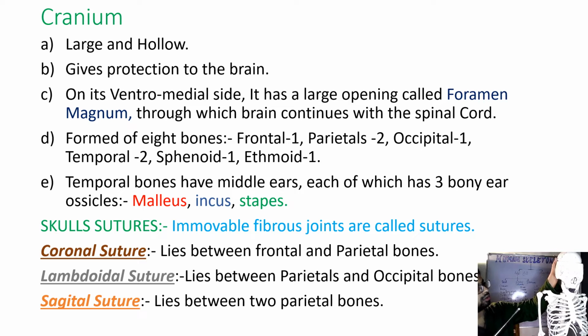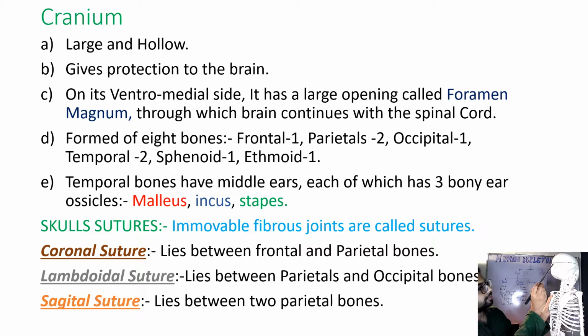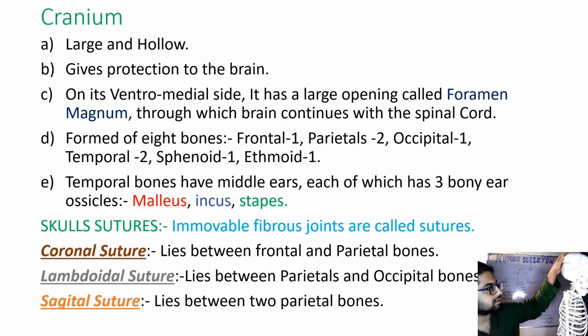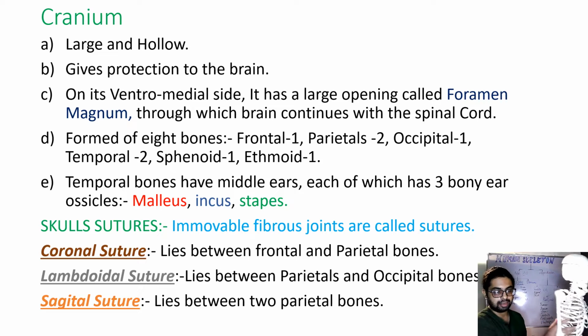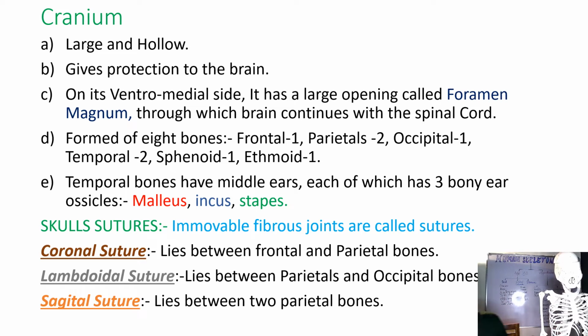Also from behind, which joins with the parietal bone, which joins with the occipital bone, there is also a suture. So sutures are immovable fibrous joints present in the cranium. Three important sutures: coronal sutures, lambdoidal suture and sagittal suture.